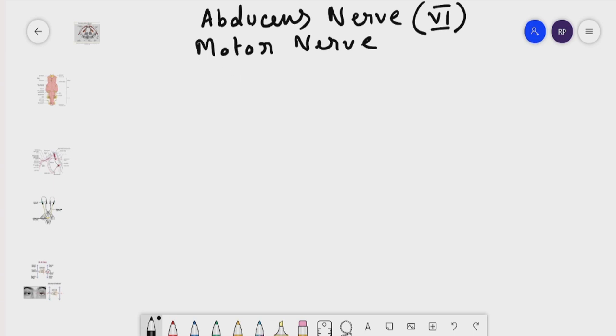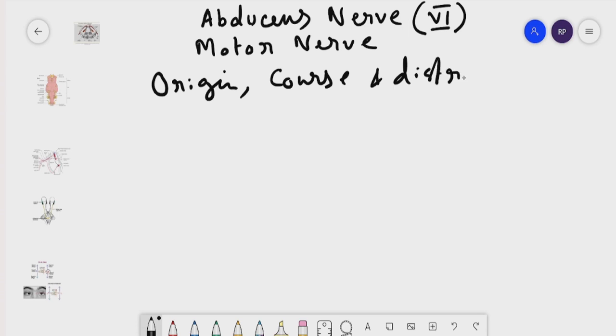So, I will discuss on origin of the abducens nerve, then course and distribution of abducens nerve. So, first of all, origin. Abducens nerve arises from the brainstem.